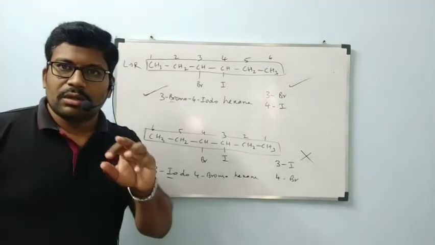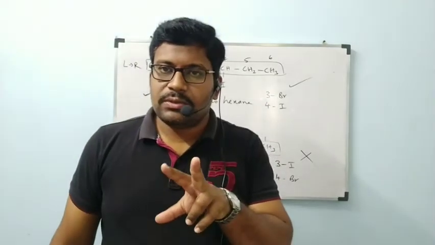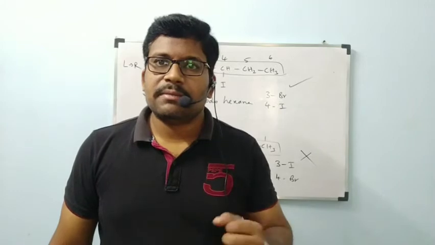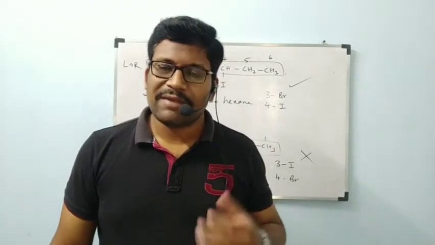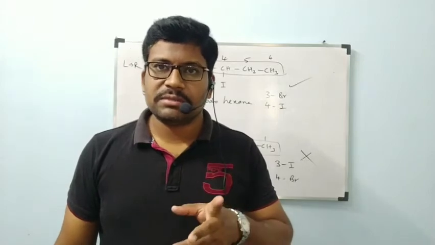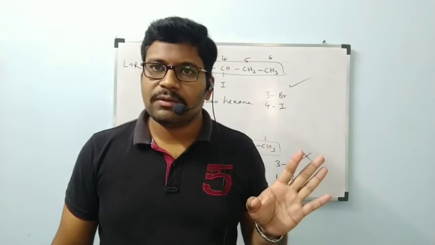Okay, so conclusion once again. If we have two substituents at different positions, we normally follow the least number rule. Everything is the least number rule only. So which is the least number? Different positions means 2 and 3. Which is the least number? 2. According to that we have to give numbering.